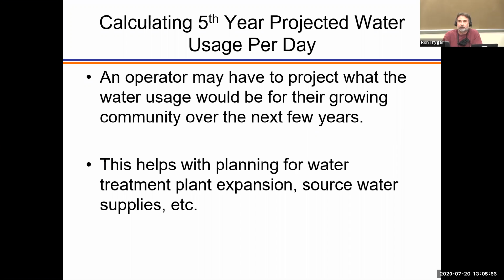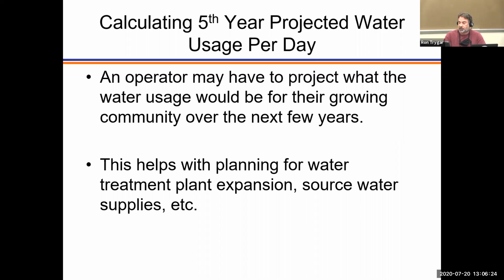Hi, everybody. We're going to work through a calculation known as the fifth year projected water usage per day calculation. A lot of folks struggle with this calculation because it's kind of a tough one to figure out without a direct formula for it. And you'll probably find that there's no formula on the formula sheet that's really easy to help you with this. So I'm going to try to guide you through it. And hopefully this will help uncover the mystery of how to get that fifth year projected flow rate.